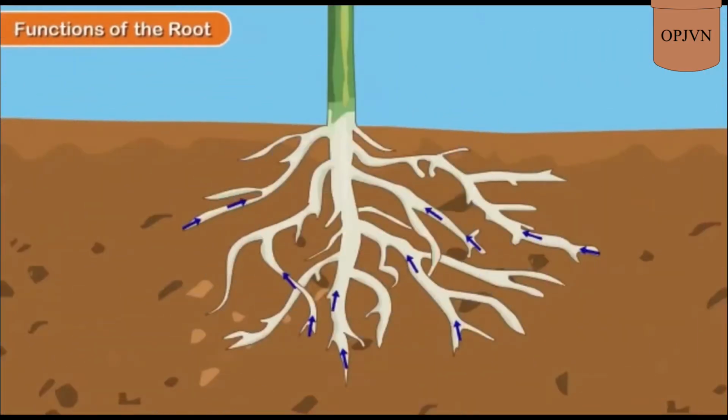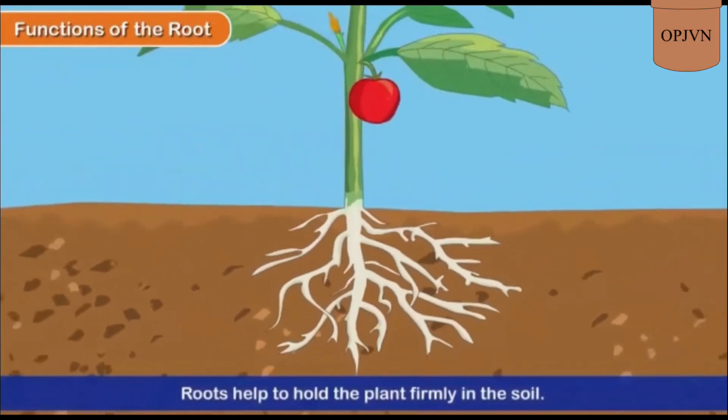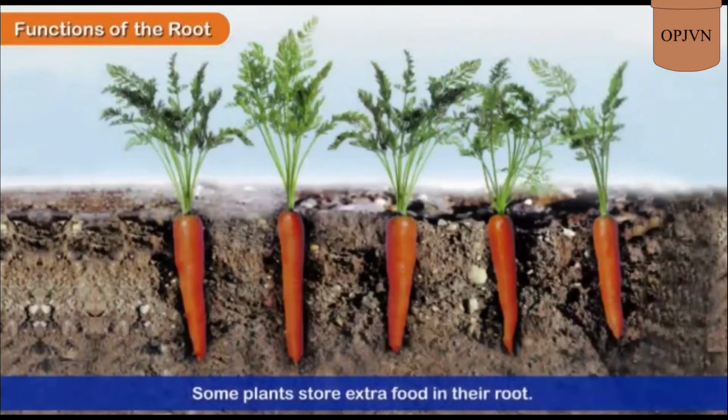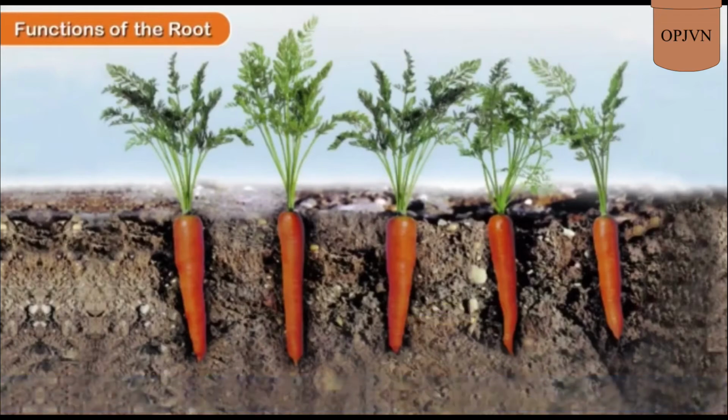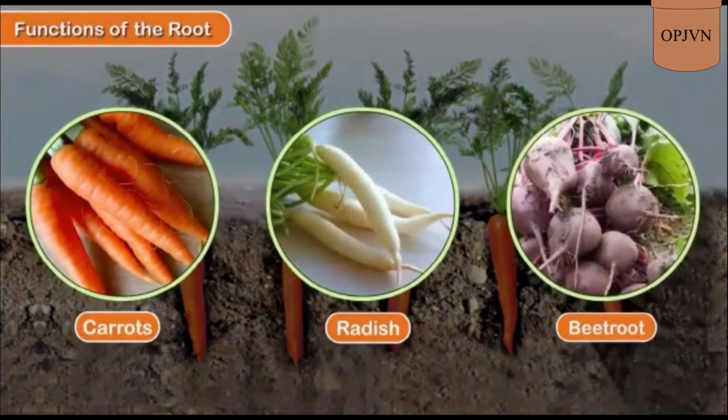Functions of the root. Roots take in water and minerals present in the soil for the plant. Roots help to hold the plant firmly in the soil. Some plants store extra food in their roots. This can be seen in carrots, radish, and beetroot.